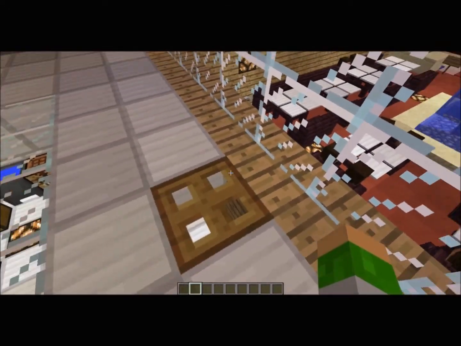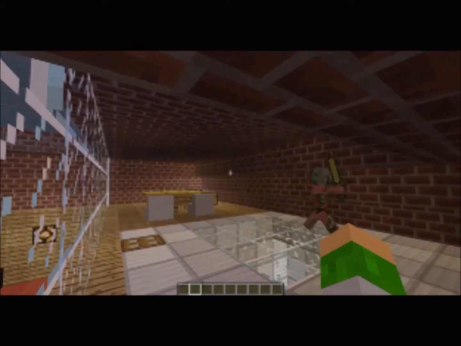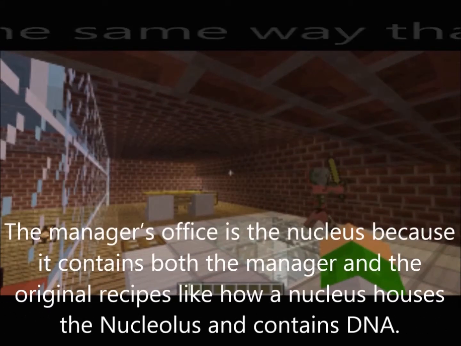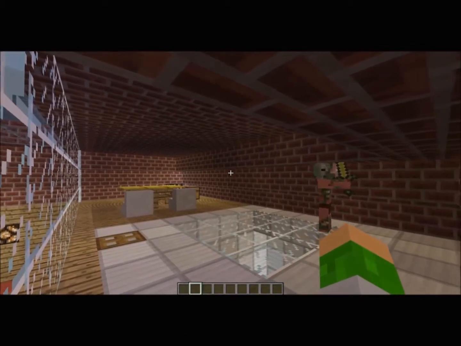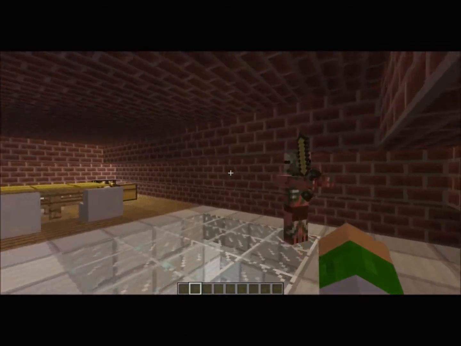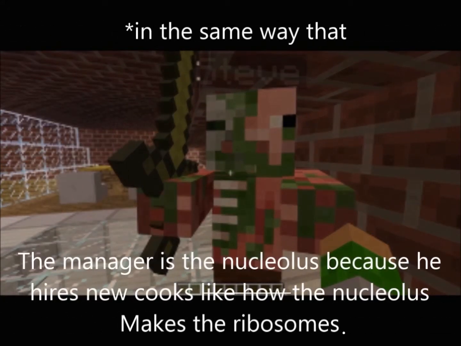Close this and move back a little. So this is the manager's office, and the manager's office is the nucleus because it contains both the manager and the original recipes, like how a nucleus houses the nucleolus and contains DNA. So let's get a little information on the manager. So the manager is the nucleolus because he hires new cooks, like how the nucleolus makes ribosomes.